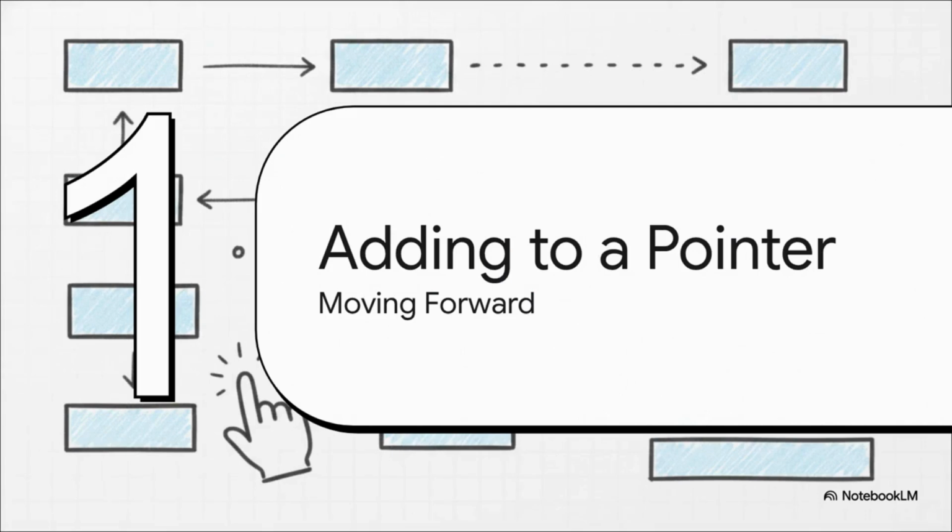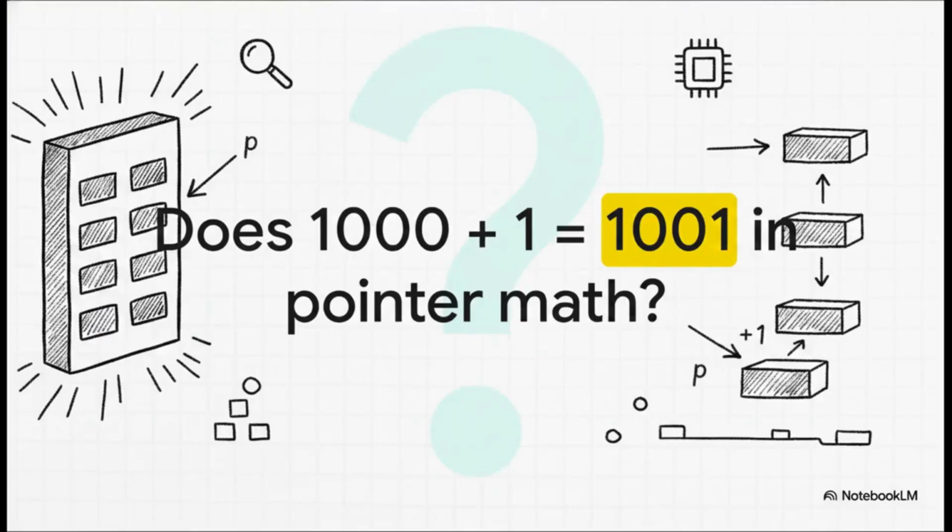All right, Section 3, adding to a pointer. This brings up a really interesting rhetorical question. If p equals 1000 and we write p plus 1 in our code, does the address just become 1001? It's honestly the single most common pitfall when you're learning C++. You'd think so, right? It's just simple math. But remember, we aren't just doing grade school math here. We have X-ray vision into RAM now.